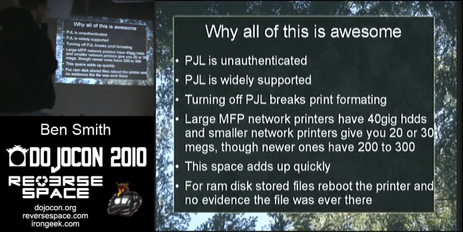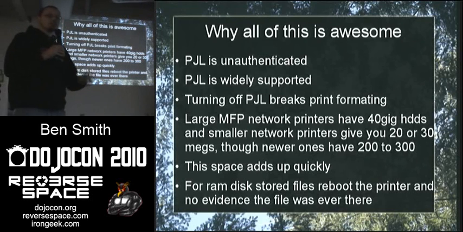So, why is all of this awesome? It's unauthenticated, widely supported. You can't really turn it off. Your large MFPs, the ones the CEO's got on his desk, you'll see 40 gig hard drives, 80 gig hard drives, 60 gig hard drives. It really depends on the model. The smaller network printers will give you 20 to 30 megs, although some of the newer ones will give you 200 to 300 megs. Just keep that in mind, so that your space adds up quickly. When you're storing stuff on the RAM disk, if I remotely reboot the device, which I can do, all your forensic evidence goes away.